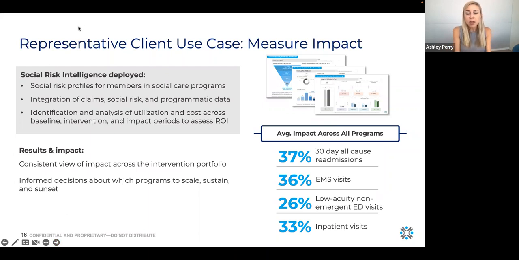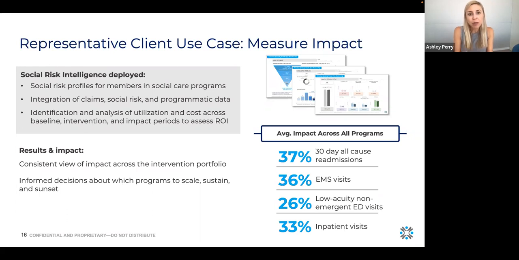So when we looked across all of the programs, what we saw, and I think hopefully the most encouraging thing for the folks on the line today, is that they are actually having an impact, right? 37% reduction in 30-day all-cause readmissions across all programs, 36% reduction in EMS visits, 26% reduction in low acuity ED utilization, and really remarkably 33% reduction in inpatient visits. That's averaged out though across all of the social care interventions.